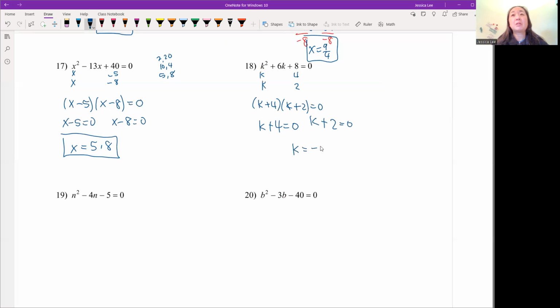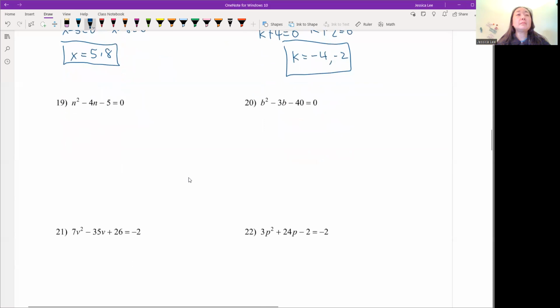So k is equal to -4 and -2. Order does not matter because we're just listing out the solutions. That's it. All right. Here, again, we do not have to check for extraneous solutions because there's no restrictions on these things.